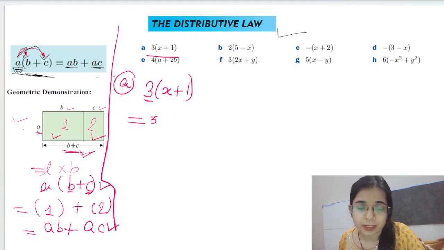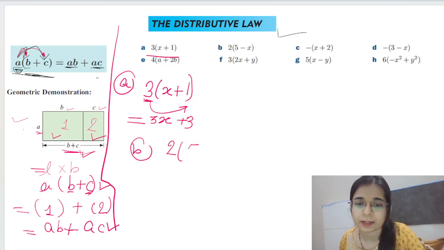Now according to the law, we take the term 3 and multiply it with x, which becomes 3 multiply x, 3x. Now again we take this 3 and multiply it with 1, we get 3 into 1 is 3. Yes. Now just look at the next question.